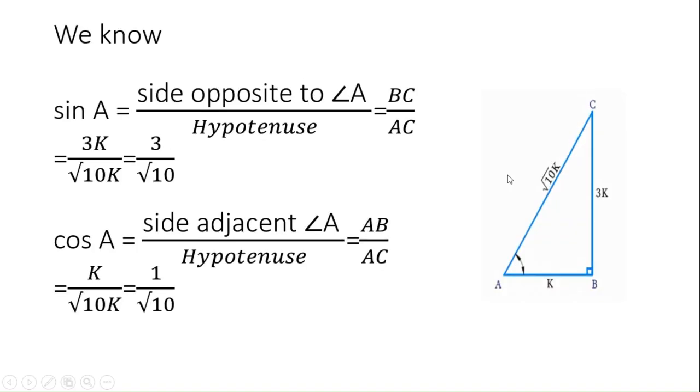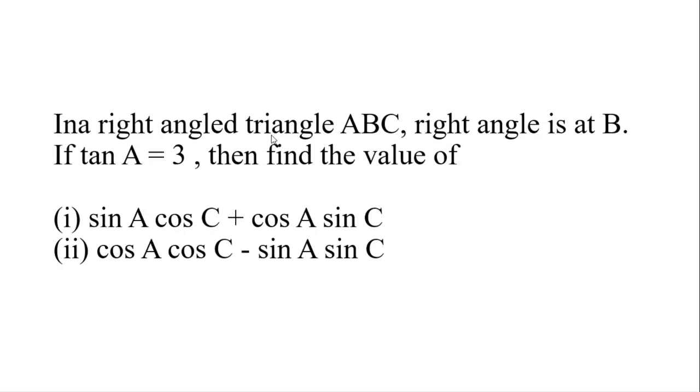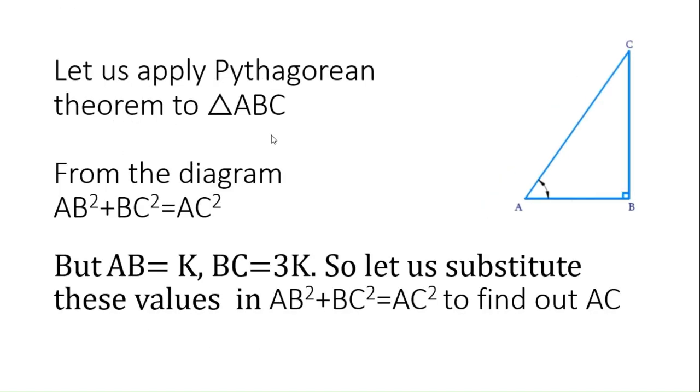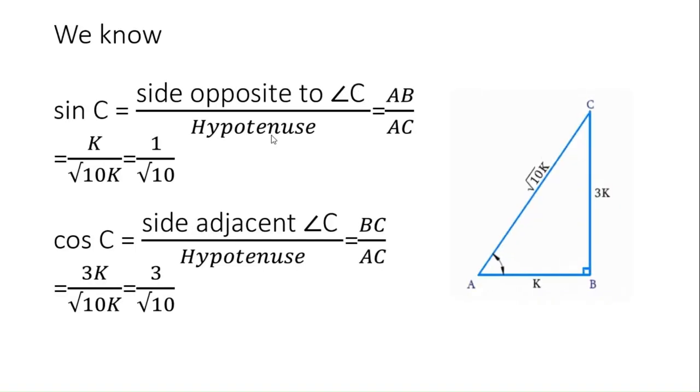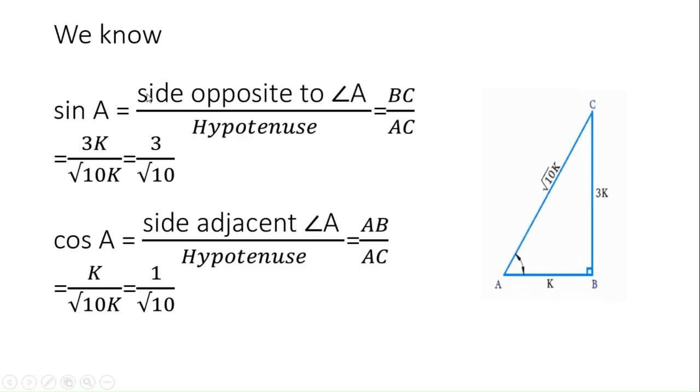Okay, right? Now we need to calculate some values. It is given in the problem: sin A into cos C plus cos A into sin C and cos A cos C minus sin A sin C also. Okay, so to make our calculation easy, let us write all those values at one place. So we are writing now sin A, cos A. Sin A, cos A means with respect to angle A.